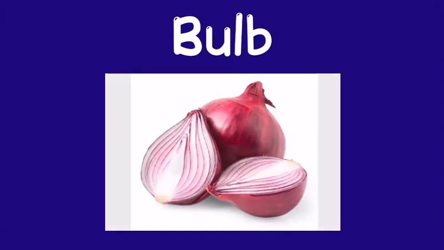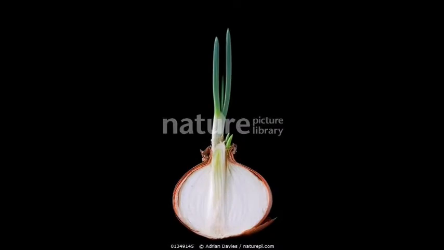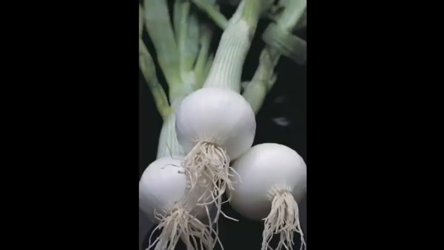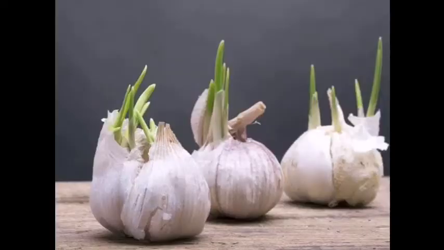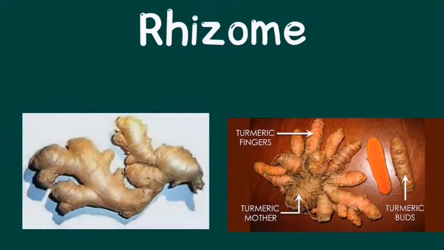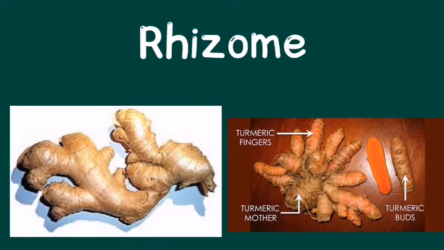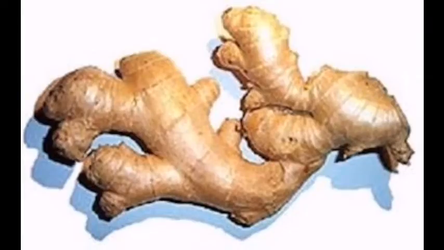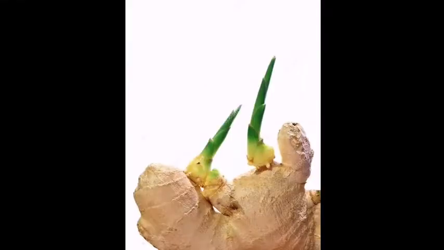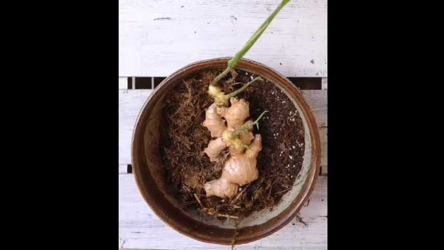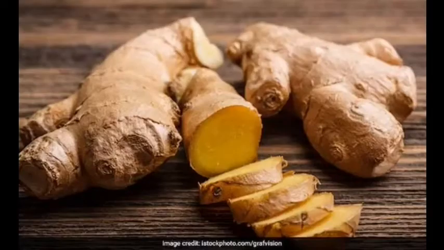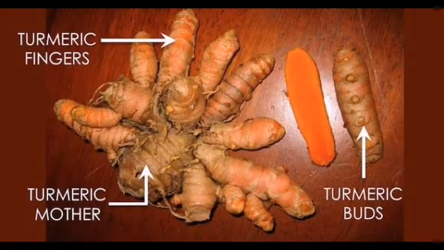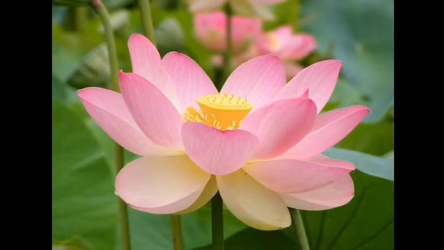Bulbs are modified shoots that have a very short stem and apical and axillary buds. These buds grow to form new shoots. For example, onion, garlic, etc. Rhizomes. Rhizomes are thick and fleshy stems which have distinct nodes, internodes, and develop axillary buds. New branches develop from these buds which later separate to form new plants. Ginger, turmeric, lotus, etc. are the examples of rhizomes.